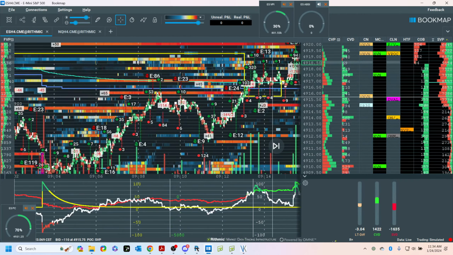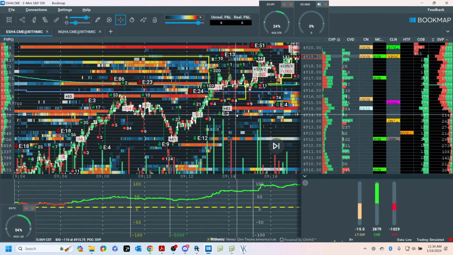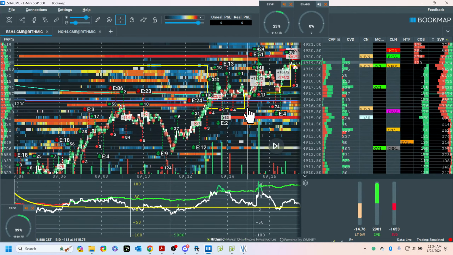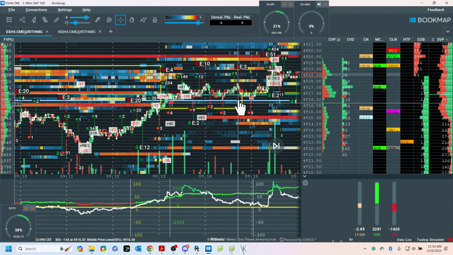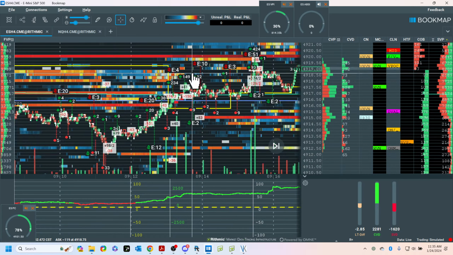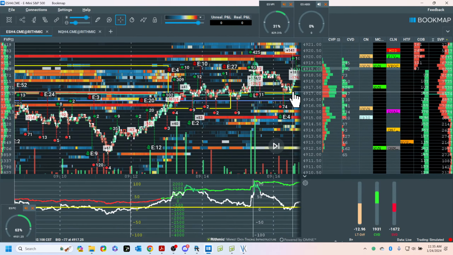Let's watch. You notice a change in behavior. What does it do? Too low, VPOC migration. This is a long in the trader lab. Stop goes under here. This is your target to scale right here. Let's watch. Pullback, support, long in the trader lab.